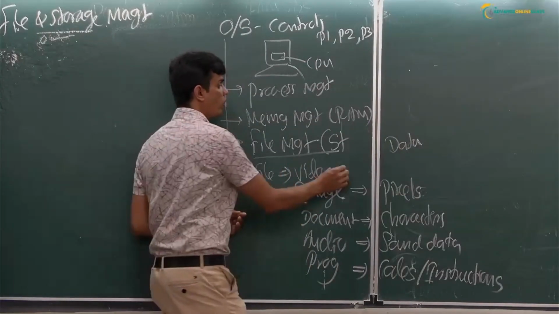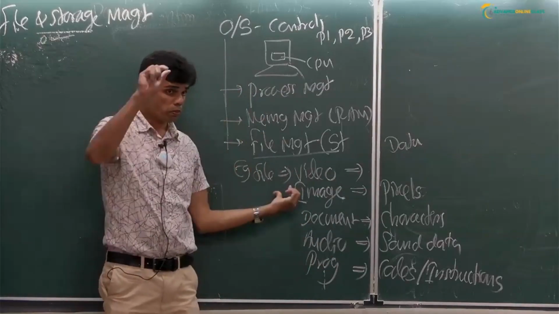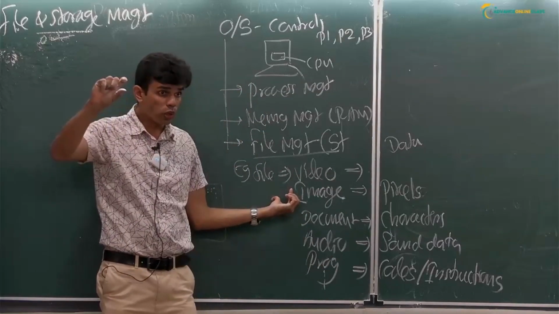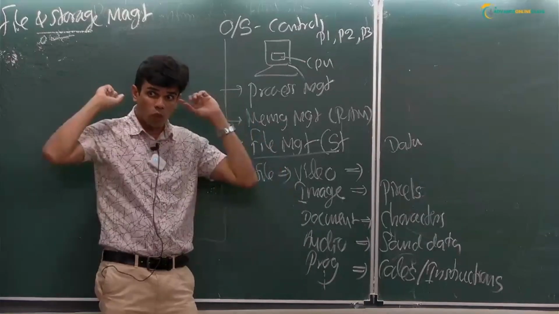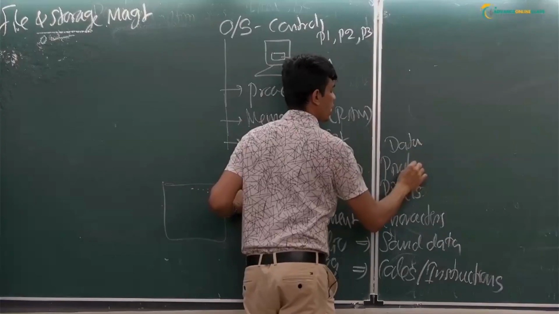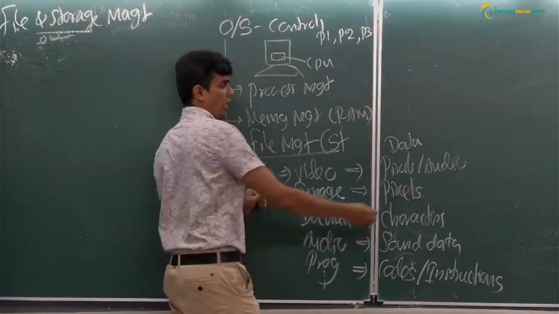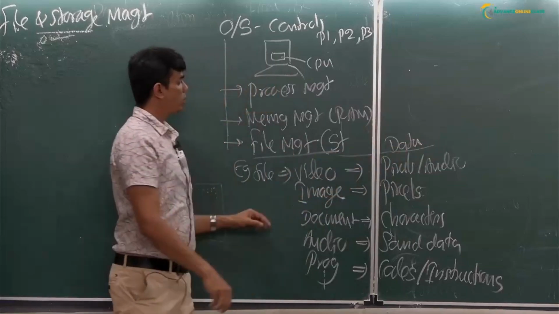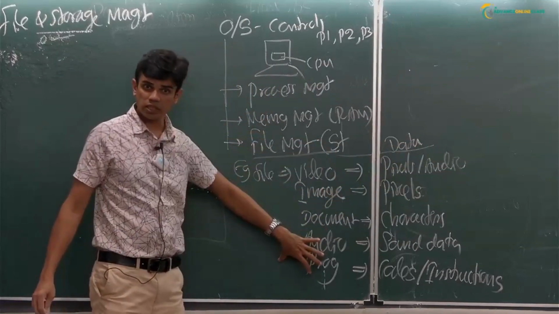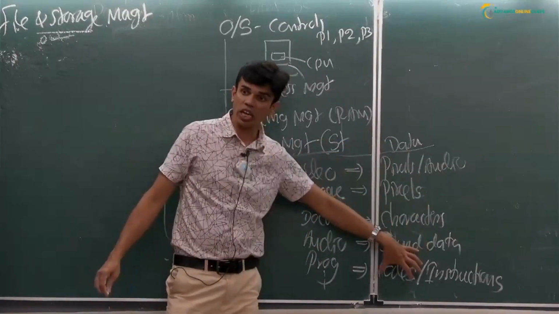If it is a video file, what is the type of data in it? Video has pixels as well as audio. Both are coupled. Sound and video both are there. Then the data it has is pixels as well as audio data. Here, in our computer, we are dealing with different files. Those files are managing different types of data.